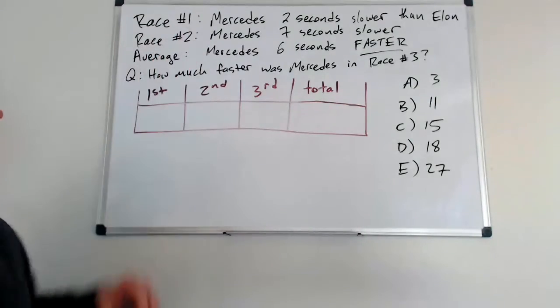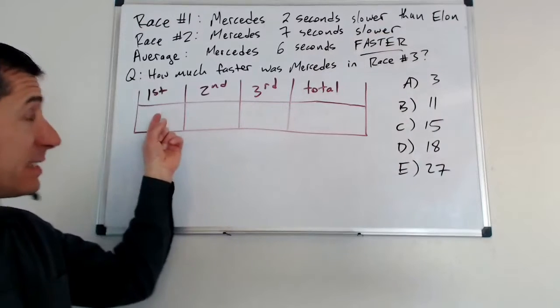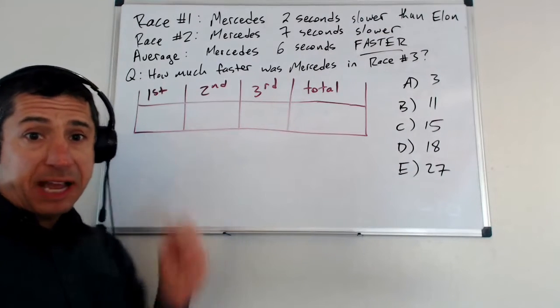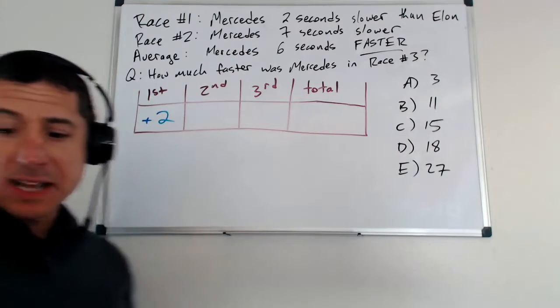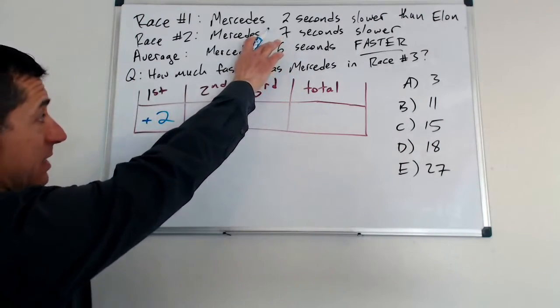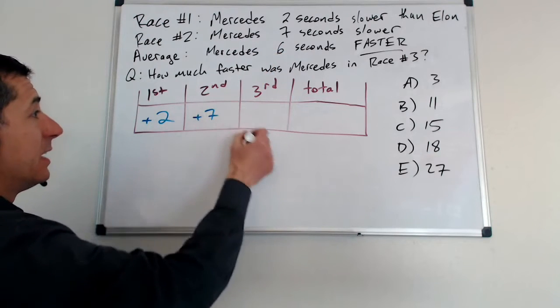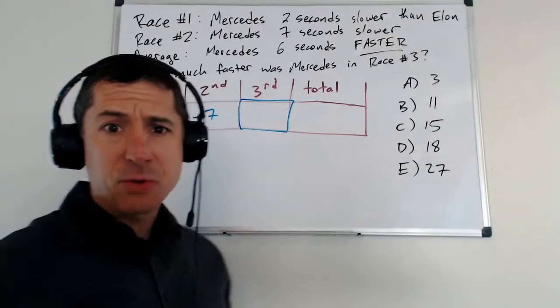So we've got race number 1. Mercedes is 2 seconds slower than Elon. I'm just going to express this in relative terms and say, okay, well, her time is 2 seconds extra. So plus 2 seconds there on that first race. Second race, same idea. She's 7 seconds slower. So plus 7. This is what we're being asked for. We want to know how much faster was she in the third race.